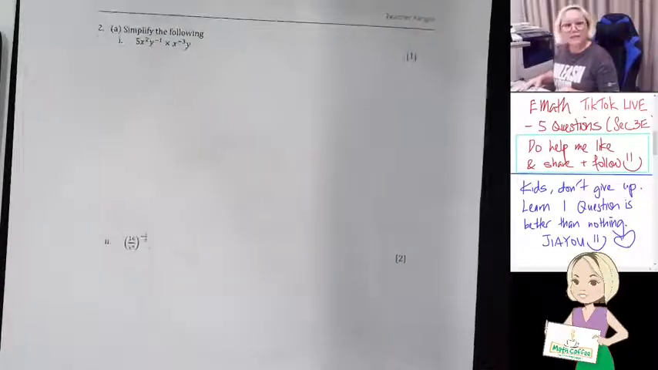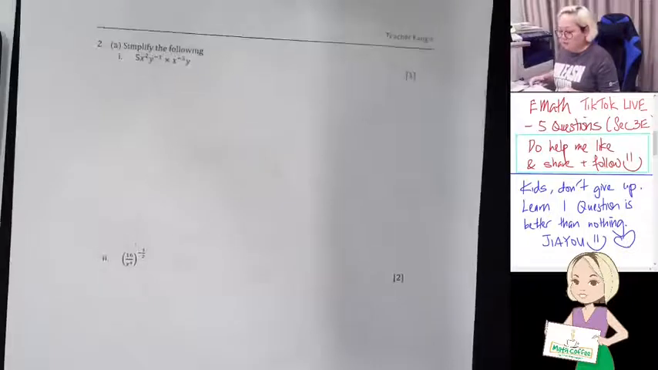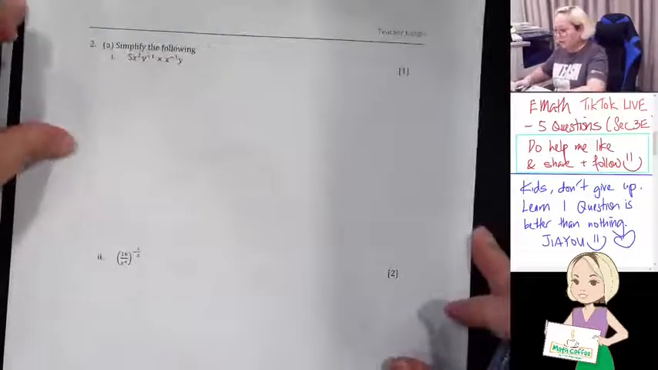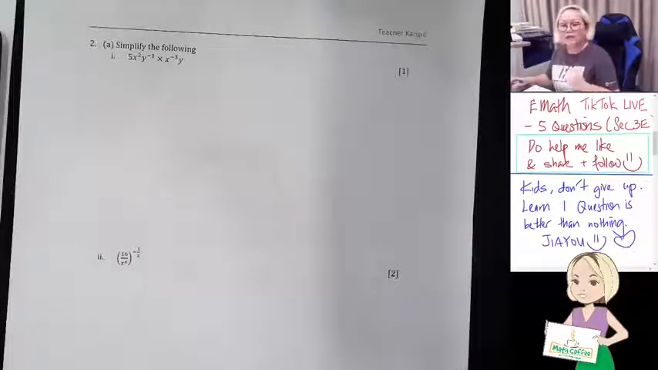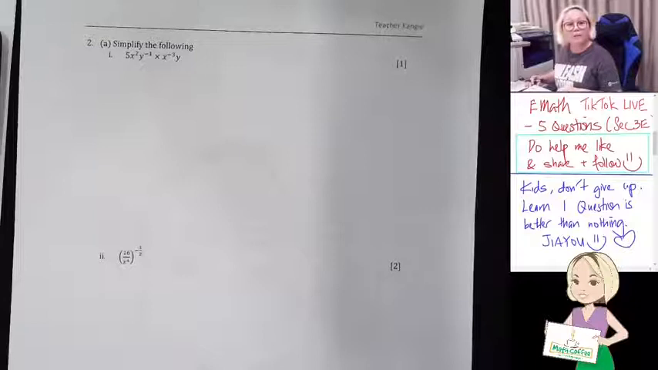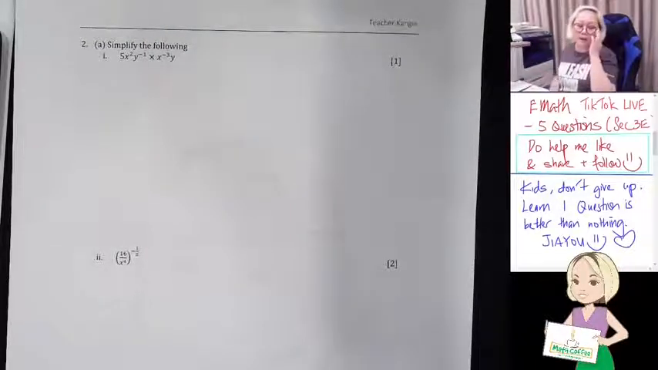Next is the indices. Indices were learned in Sec 3, and indices is very important, especially for those who are going to take EMath. Indices must be very, very strong, because there are a lot of topics that will use a lot of indices, like logarithm, binomial, all these things.